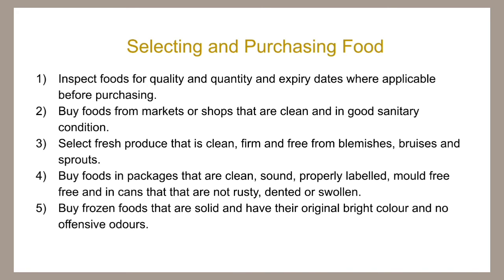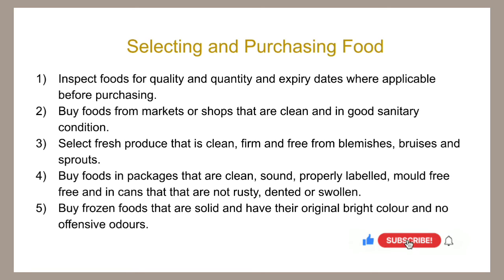Selecting and purchasing food. So these are some tips or guidelines that you can follow when selecting and purchasing food. You want to inspect the food for quality and quantity, and expiry dates where applicable before purchasing. Buy foods from markets or shops that are clean and in good sanitary condition. Select fresh produce that is clean, firm, and free from blemishes, bruises, and sprouts.